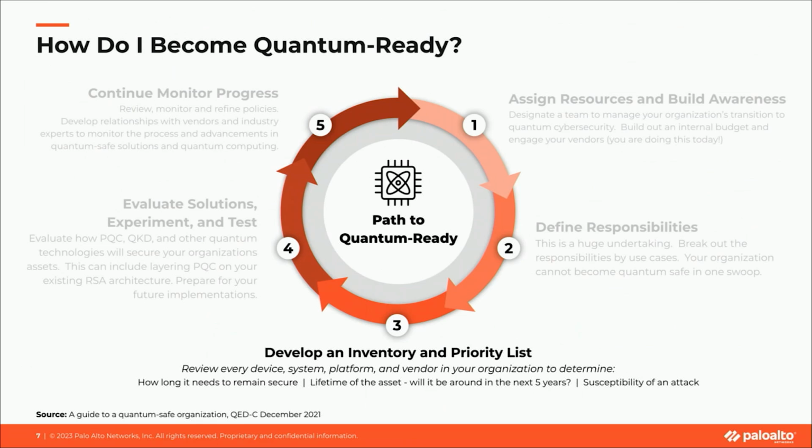That's a fantastic question, Steve. To answer this, I'm going to quickly recap what Rishu talked about in the last video: how do I become quantum ready? If you've already done steps 1 and 2, you've properly assigned the right resources, gotten the right budgets in place, and have the leadership prepared and the people selected, then we're going to talk about step number 3, and that's how to develop an inventory and start prioritizing where you need to take action.